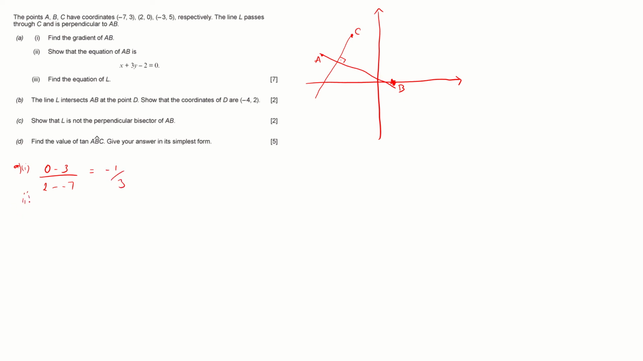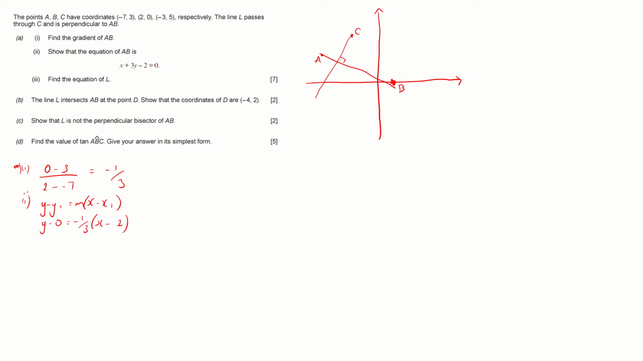Part 2, show that the equation of AB is that. Now, we're going to need y minus y1 equals m times x minus x1. In this, we need a coordinate on the line. So for the equation AB, you can use either one of these first two. I'm going to use 2, 0, the coordinate B, because this is 0, so that's going to make things nice and easy. And we also need the gradient, which we just worked out in the first part of the question. So I'm going to go for y minus 0 equals minus 1/3 times x minus 2.